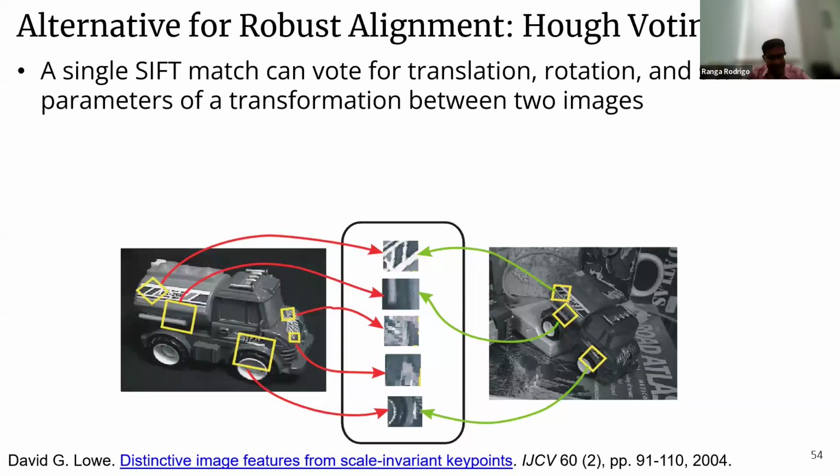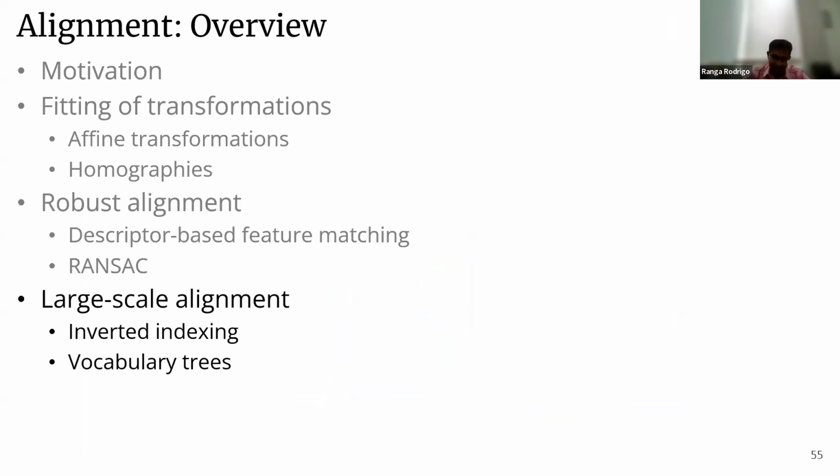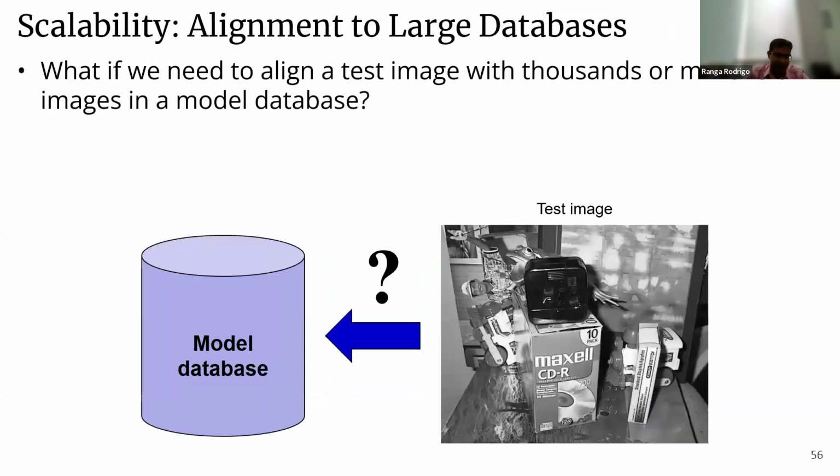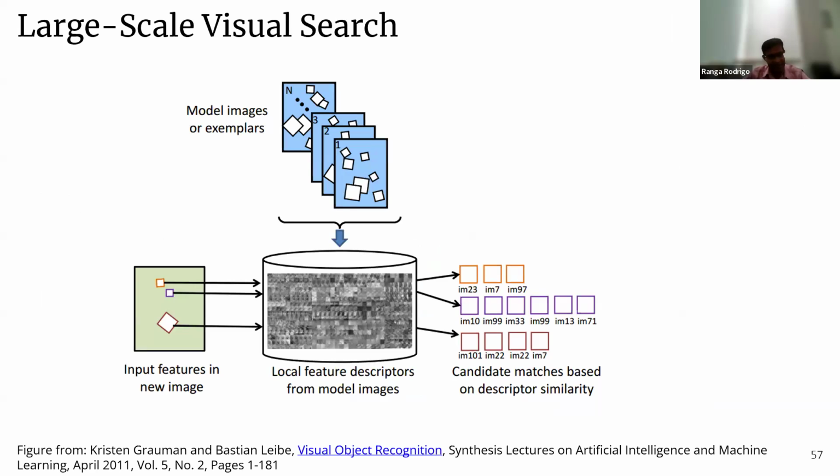Hough voting and all these things are also possible, but we will not talk about those things. Then large scale alignment is also there. We just talked about two images, and then inverted indexing, vocabulary trees, and so on are there. I will not talk about them. Interested people can go through the slides and try to understand. If you need more information about them, I'll be happy to describe this.